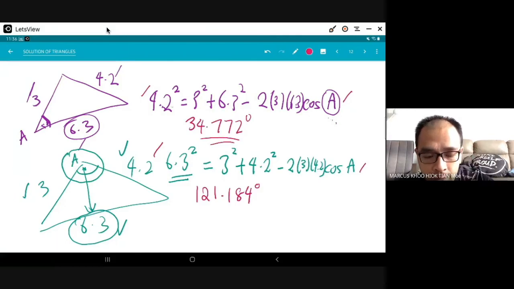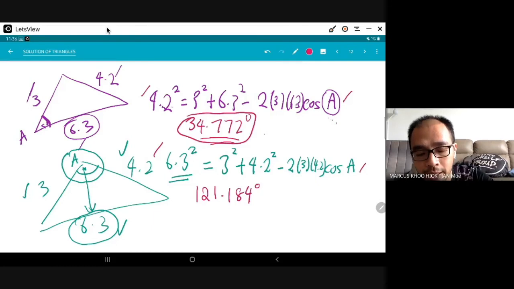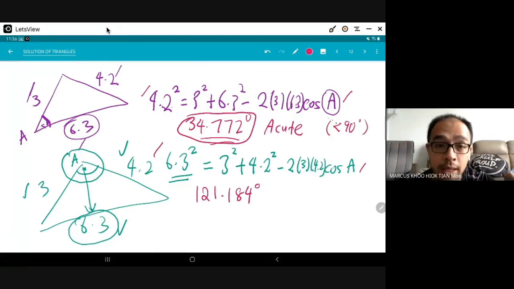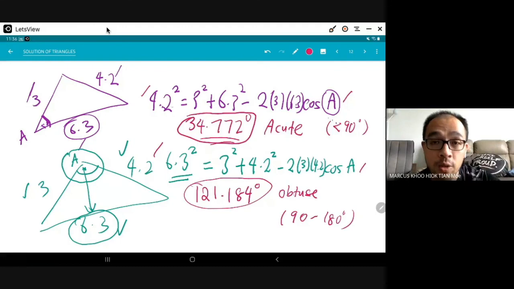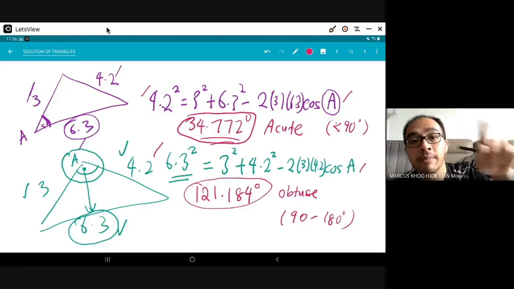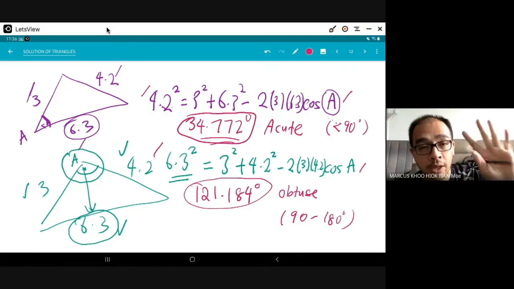The reason why I ask you to calculate this is because I want you to notice this. Sometimes when you calculate, your answer will be an acute angle. Remember yesterday I taught you, acute angle is less than 90 degrees. Sometimes when you calculate, your answer will be an obtuse angle, between 90 to 180 degrees. That's why I said that for cosine rule, there is no such thing as 180 minus the angle, because there's only one answer.